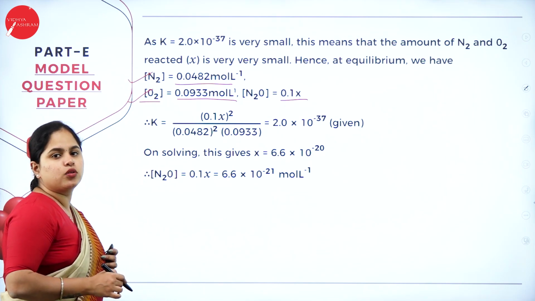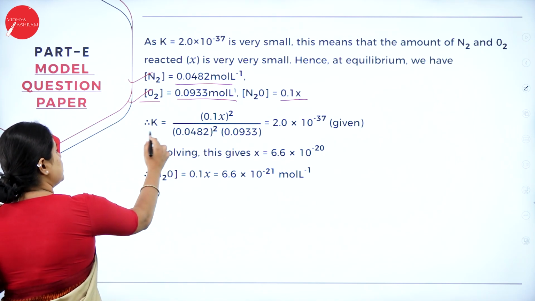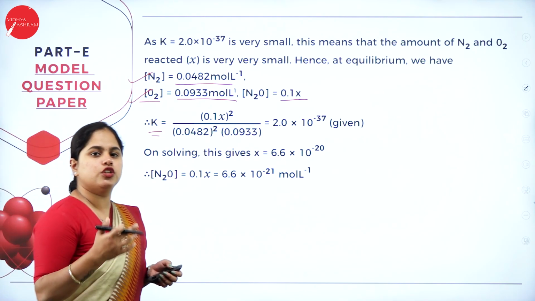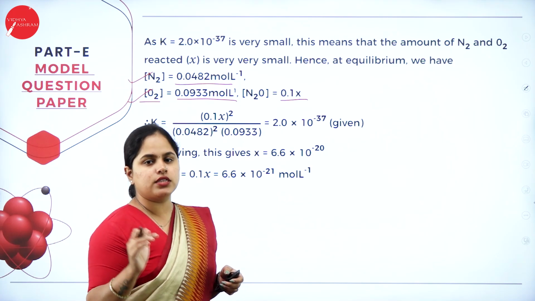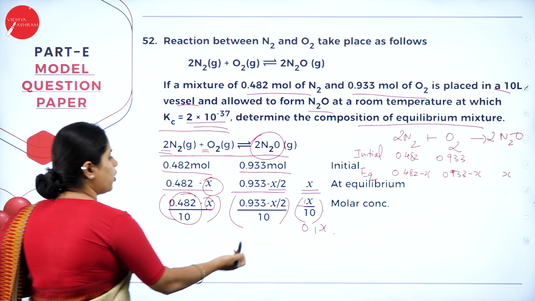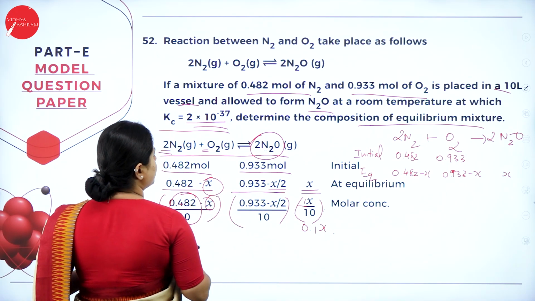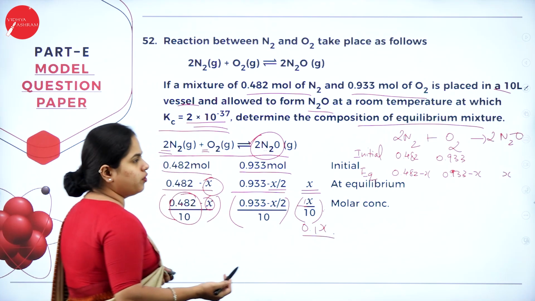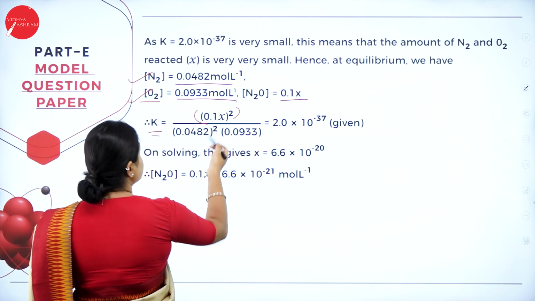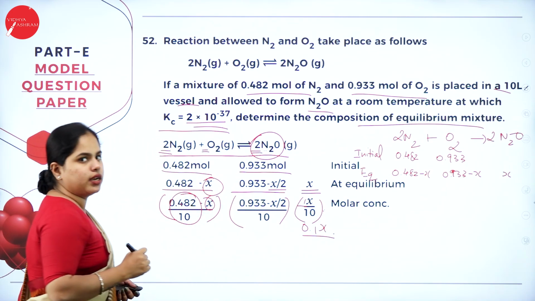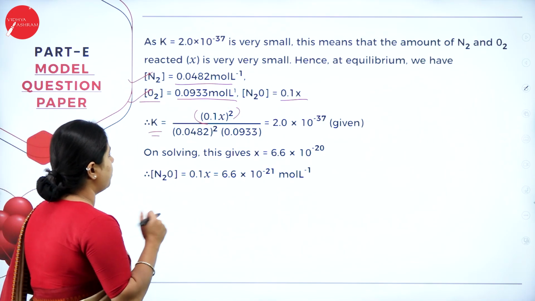So now we can calculate the equation for Kc. What is the equation for Kc? How do you calculate it? It is the product of the molar concentrations of the products raised to their powers divided by the product of the molar concentrations of the reactants. So which is the product here? From this equation, N2O. What is the molar concentration of N2O? It is given as 0.1x. So 0.1x square. From where did that square come? What is the number of moles? 2, right? So that 2 we have to take in the power.